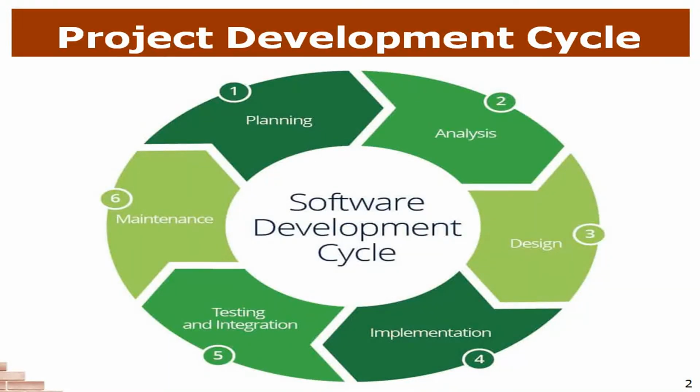Before going to the actual project, first let us discuss the project development cycle, or you can call it a software development cycle, which includes these 6 phases. Number 1, planning. Number 2, analysis. Number 3, design. Then implementation. Then testing and integration. And at the end, maintenance. In the first phase, you plan how you will go through this project development. You get to select the front end and the back end for yourself, which you are comfortable with.